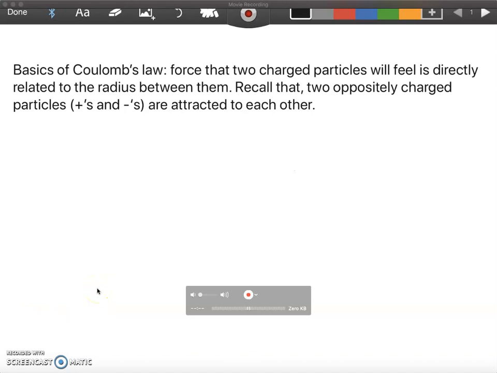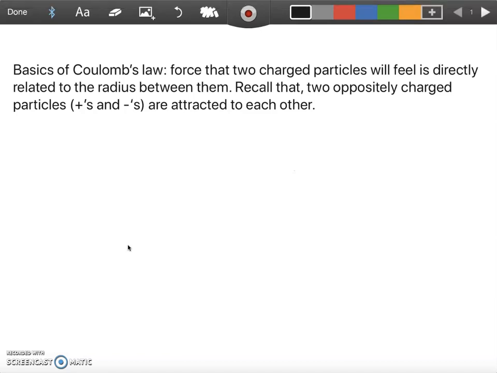Okay, welcome back. In this video, we're going to go over the basics of Coulomb's law, which is a law that describes the attractive forces or repulsive forces between two charged particles. For the sake of this lesson, we're only going to focus on the attractive forces between two oppositely charged particles, and that is the case of something like a proton and an electron.